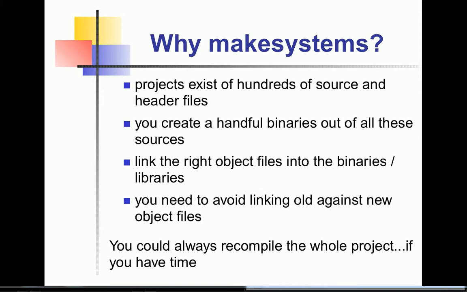Why do you need make systems? There are projects that have hundreds of source and header files, and you create a handful of binaries out of all these sources. You have to link the right object files into the right binaries, and you need to avoid linking old against new object files. And you could always recompile the whole project if you have time, because C++ compiling is kind of slow, and for a big project like the ones that I do at my company, some projects may even take more than an hour to compile if you compile the whole project. So if you just do one change, that's not very efficient.